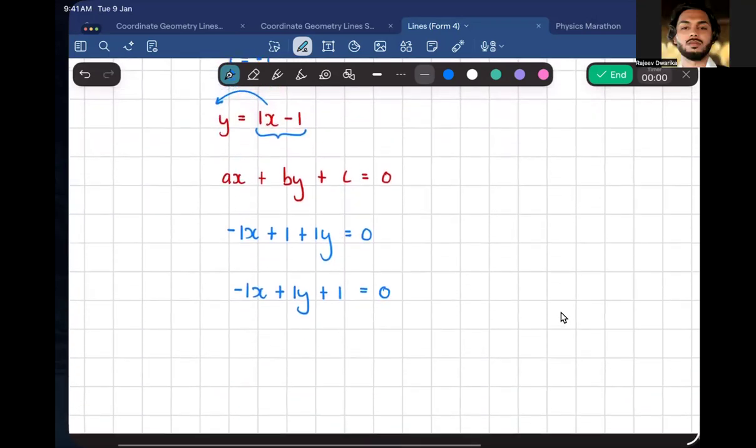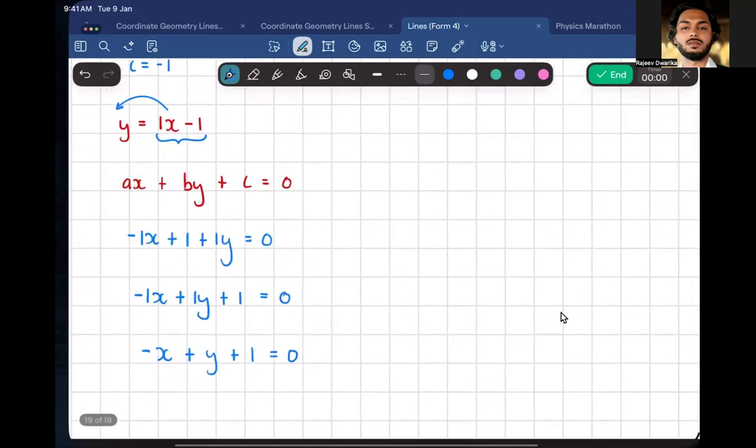Nice. And you see how I put the minus 1 and the 1, so everybody can understand. But truth be told, you don't have to write out that negative 1 and that 1y. You could just write negative x plus y plus 1 is equal to 0. You could write it like that if you want, right?